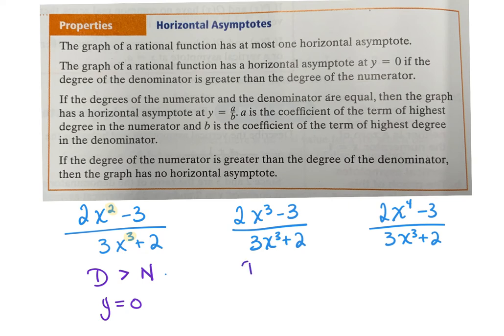Y equals 0 is your x-axis. Let's say they're the same. The degree of the numerator equals the degree of the denominator. They equal each other. All right? When that happens, you use your leading coefficients. So I am going to have a horizontal asymptote here at 2/3. Leading coefficients, the number in front of my highest exponent, and it's just going to be a over b. It's that fraction, all right? And then the last scenario is that the denominator is smaller than the numerator. So my numerator is larger. I don't have one.